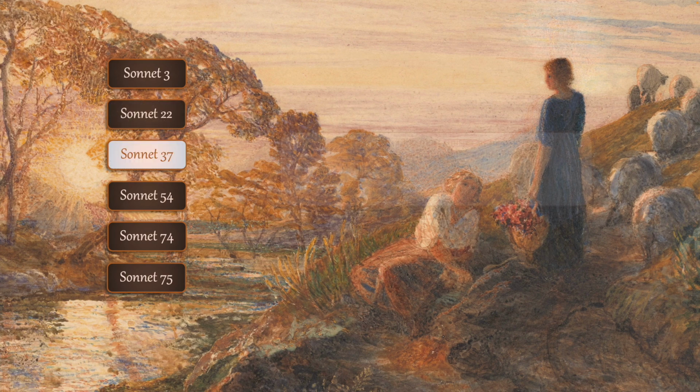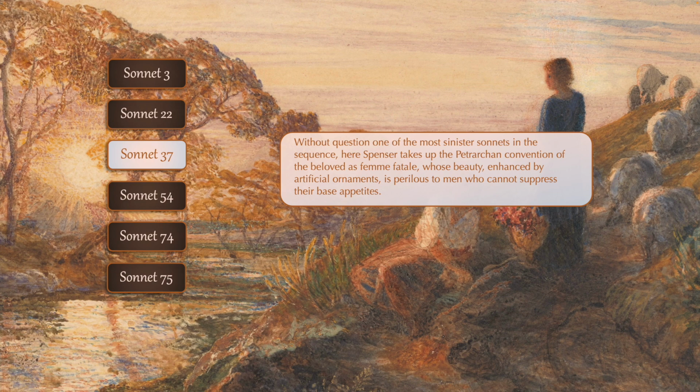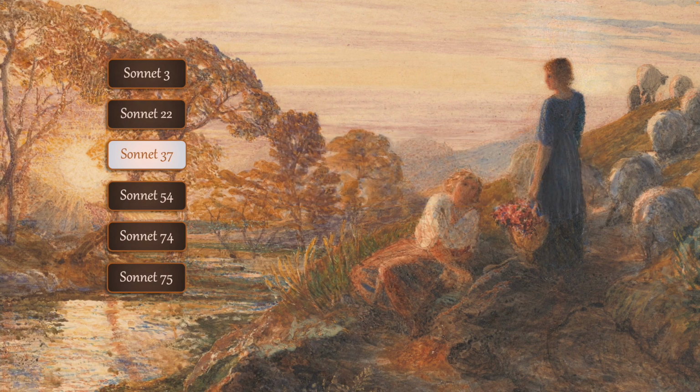Number 37. So, without question, this is one of the most sinister sonnets in the sequence. Here, Spenser takes up the Petrarchan convention of the beloved as femme fatale, whose beauty, in this instance enhanced by artificial ornaments, is perilous to men who cannot suppress their base appetites. Dante Rossetti would riff on this theme in the Victorian period in his House of Life sonnets with a really famous sonnet about, I think it's Lady Lilith. You can look that up if you're curious.